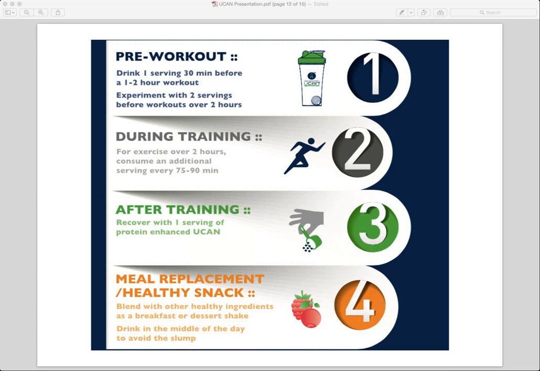Right. So the way to think about UCAN is like an oatmeal or really steak and food in general, because it's a slower release. When you first start taking it, you want to think about it more like a dietary fiber, in that you don't want to have 3 scoops the first day because you want to give your body time to get used to it and adjust digestively.